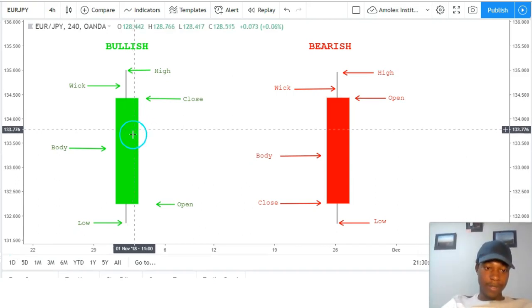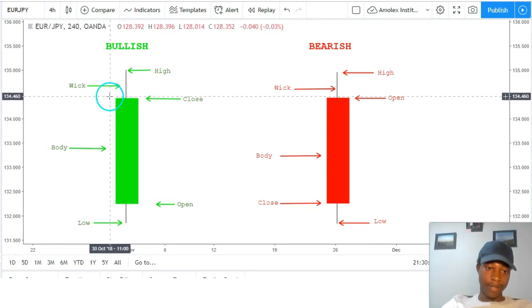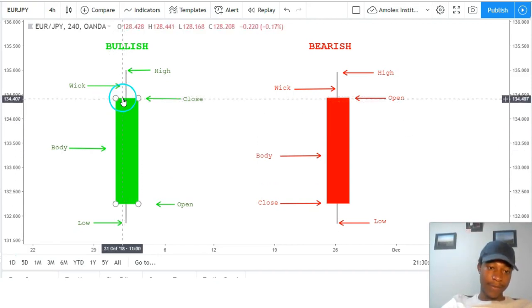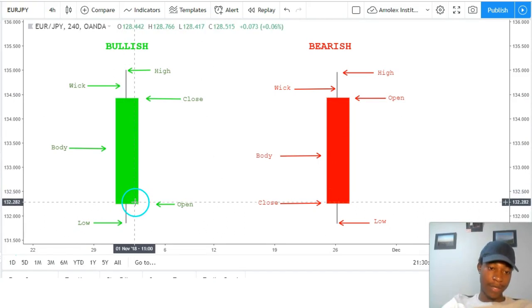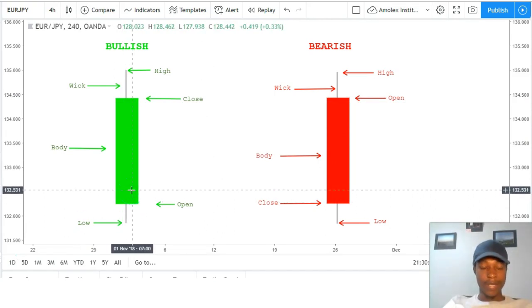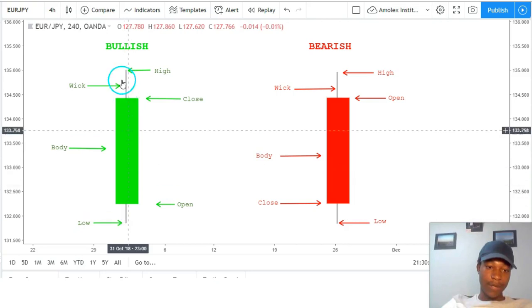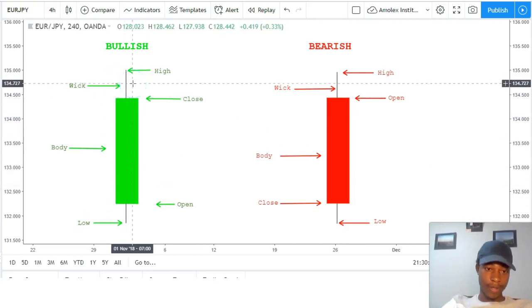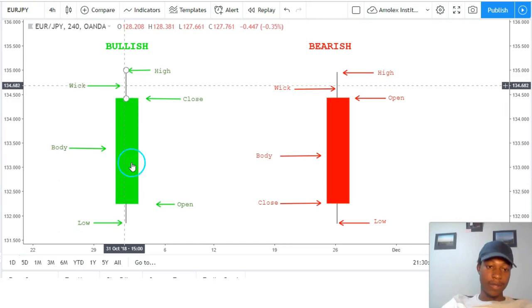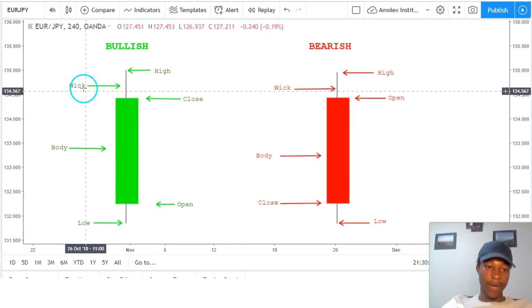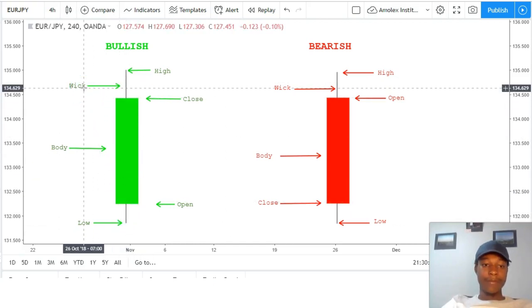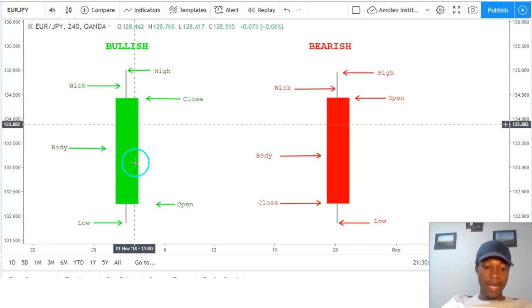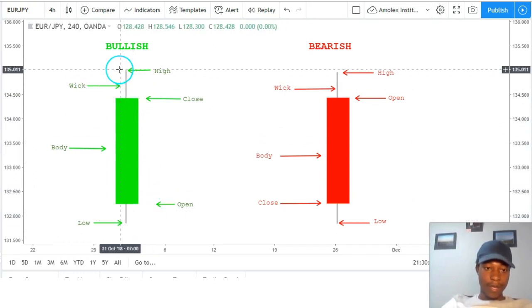Let me start with this bigger part, the body of the candle. This large green part that you see is called the body, right? And these two sticks that you see are called wicks. So these are wicks of the candle. And then these high and low points: this high is called a high.